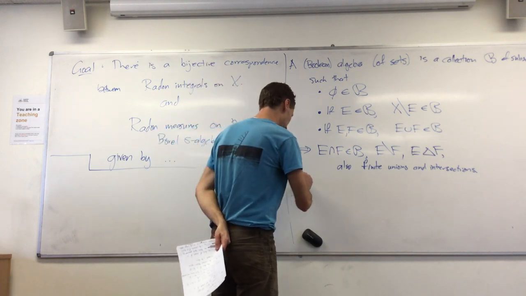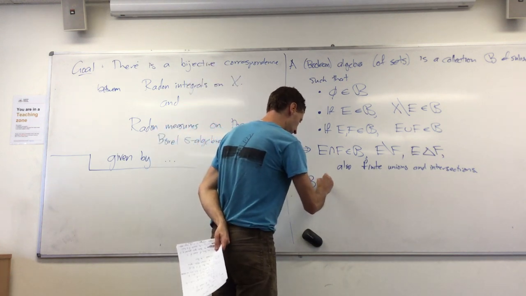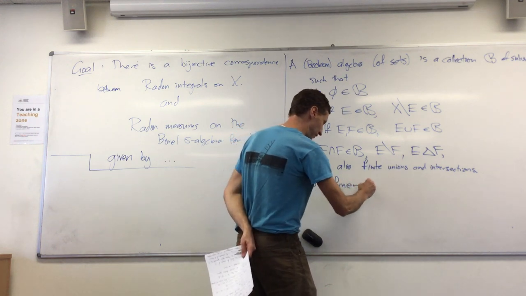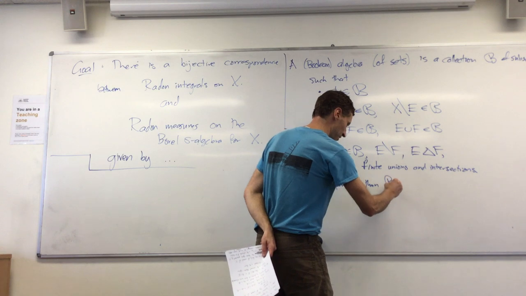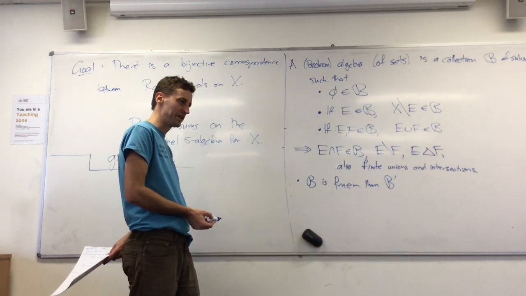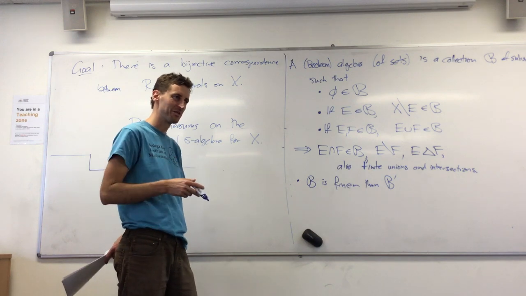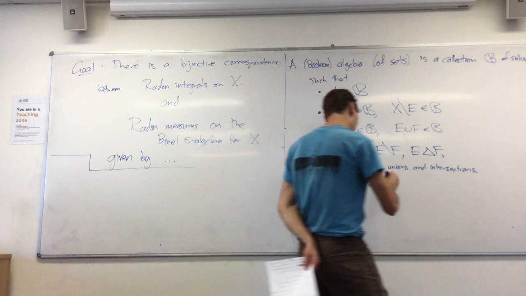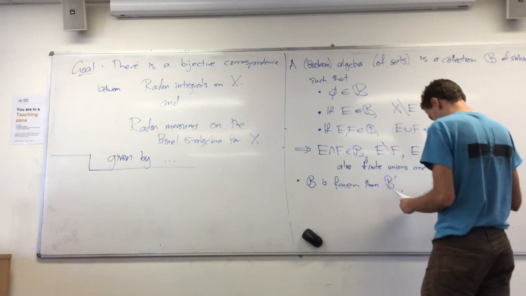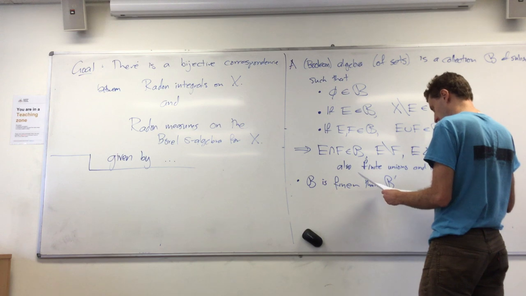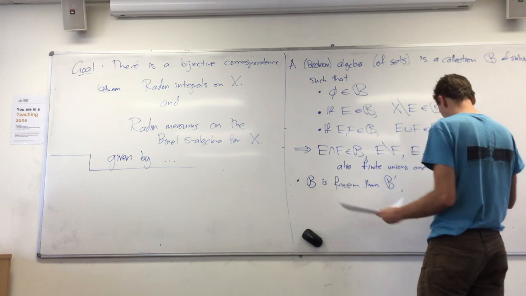Okay, so what does it mean to say B is finer? So B here is some Boolean algebra, is finer than B prime. Or B is coarser than B prime for the other direction. What do those things mean? B prime is a subset of B. Set of sets. Yeah. Which way around does it go? It goes the fine. Yeah.